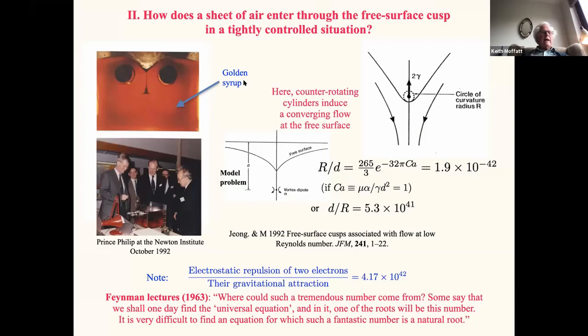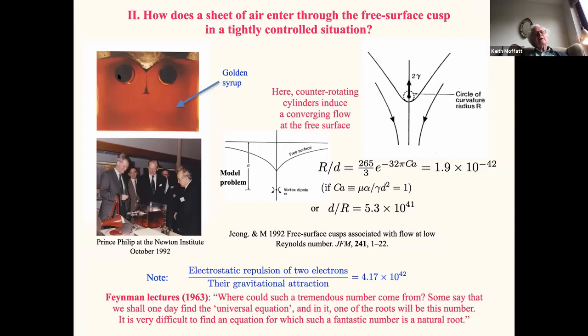Second problem, how does a sheet of air enter through the free surface cusp in a tightly controlled situation? And this is the situation that I have in mind. Two cylinders below the free surface of a viscous fluid. And in this photograph, the viscous fluid is golden syrup. It's a fluid that was a favorite of G.I. Taylor in some of his experiments, and for very good reason that you can actually enjoy the taste of this syrup when you've finished the experiment.